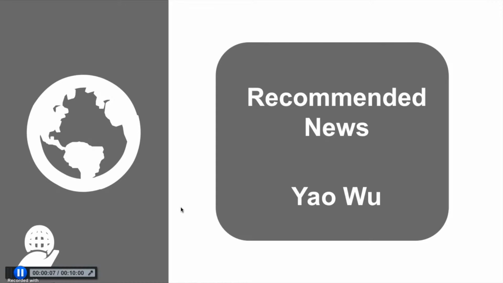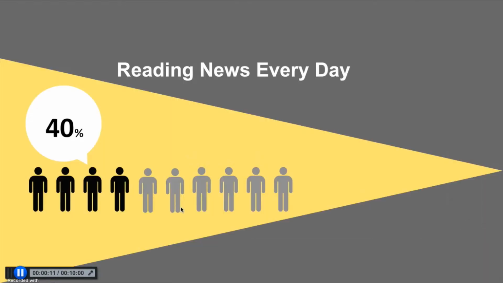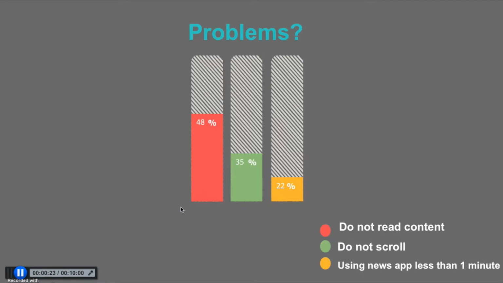Today I'm going to present my senior design project, Recommend News. According to a survey in the United States, 40% of people are reading the news, and mostly those aged from 20 to 30 are using mobile devices to read the news. However, there might be a problem.